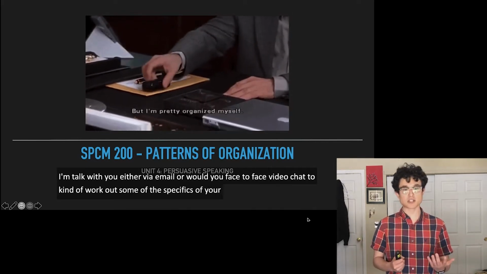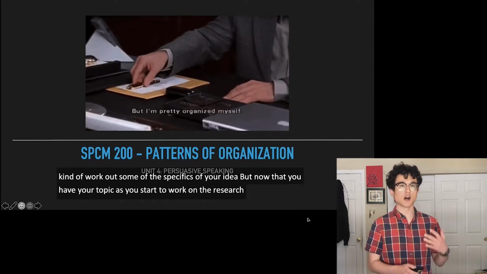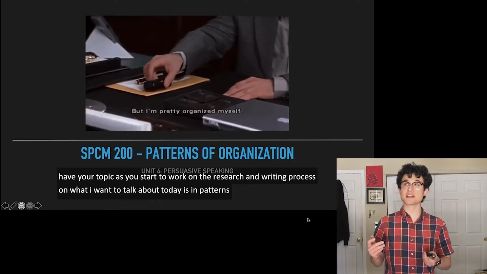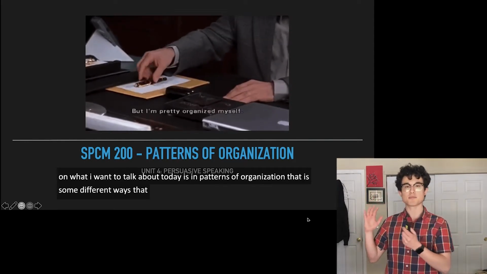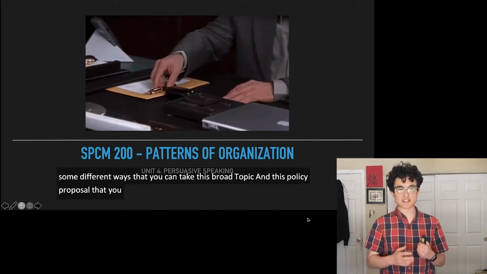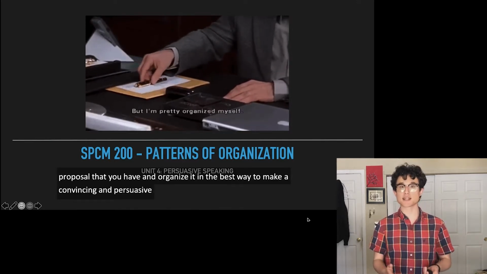But now that you have your topic, as you start to work on the research and writing process, what I want to talk about today is some patterns of organization. That is, some different ways that you can take this broad topic and this policy proposal that you have and organize it in the best way to make a convincing and persuasive argument once you're actually presenting that policy to your audience.